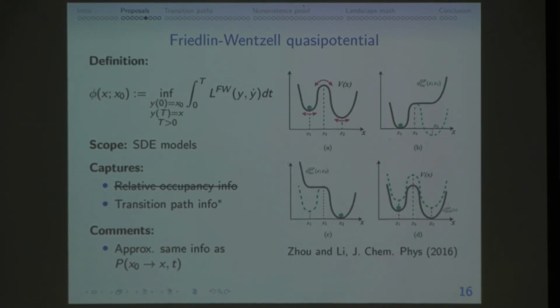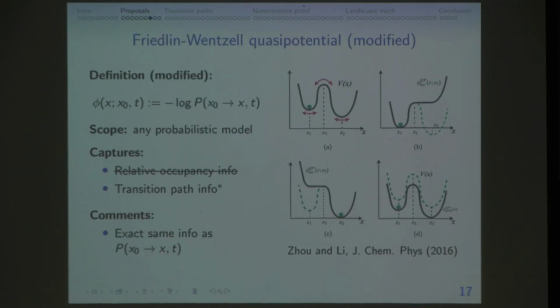So this is somehow a local notion of a landscape. It depends on which point you're talking about. So it satisfies, in some sense, our second requirement, although it doesn't tell you paths. It just tells you something about the probability of transitions. It's only defined for SDE models and essentially captures the same content as the transition probability. And in fact, you can take this definition and tweak it ever so slightly and make it reflect pretty much exactly the transition probability. It's just minus the log of that.